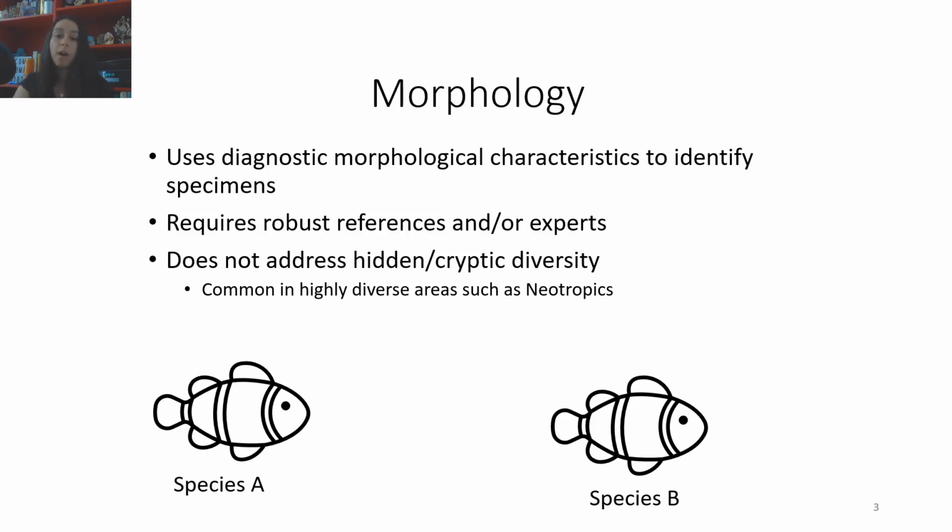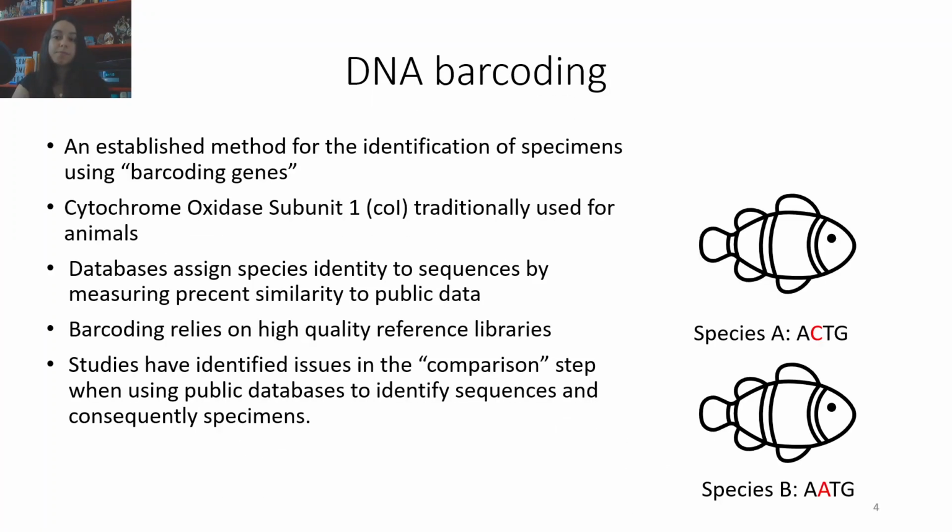However, it does require robust references and potentially experts, especially in areas or in particular groups where morphological overlap is a large issue and can make it more difficult for non-experts to utilize morphological characteristics to identify species. In addition, morphology does not address hidden or cryptic diversity, and this is common in highly diverse areas such as the Neotropics and in diverse taxa such as freshwater fishes.